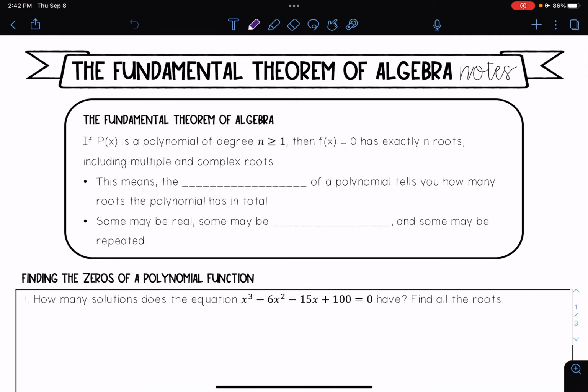Everyone, today we're going to talk about the fundamental theorem of algebra. The fundamental theorem of algebra tells us that if p of x is a polynomial of degree n greater than or equal to 1, then p of x equals 0 has exactly n roots, including multiple and complex roots. So what this means is that the degree of a polynomial tells you how many roots the polynomial has in total. Some may be real and some may be complex, and some may be repeated.